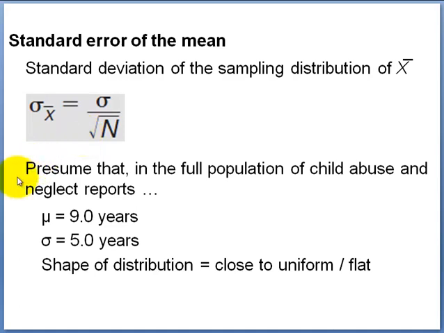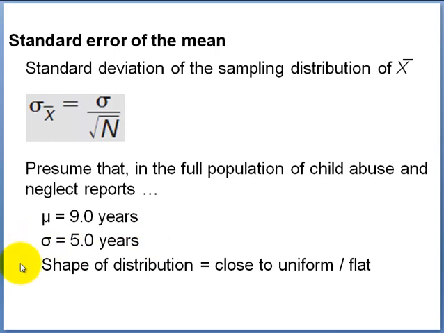Let's continue to work with our child abuse and neglect reports registry example. And let's presume that in the full population of child abuse and neglect reports, perhaps there are several 100,000 reports in this population, but in that full population, let's presume that mu, the population mean, is 9, and that sigma, the population standard deviation, is 5.